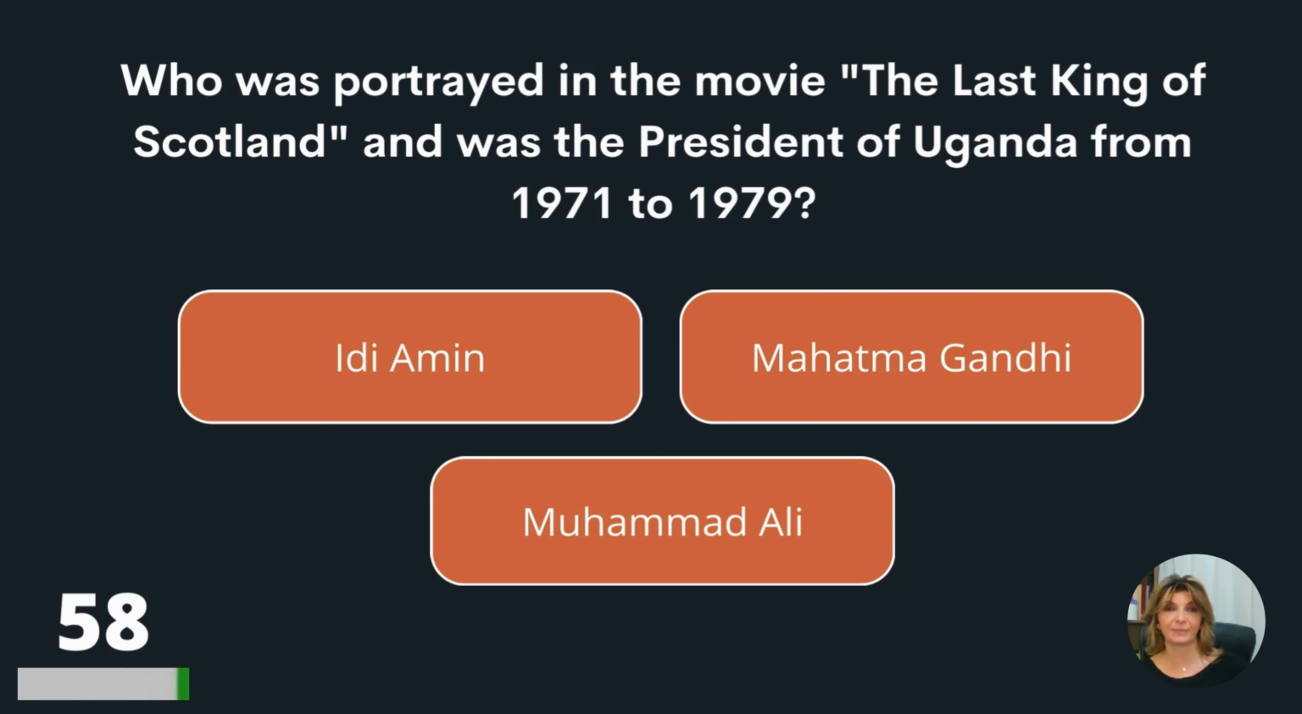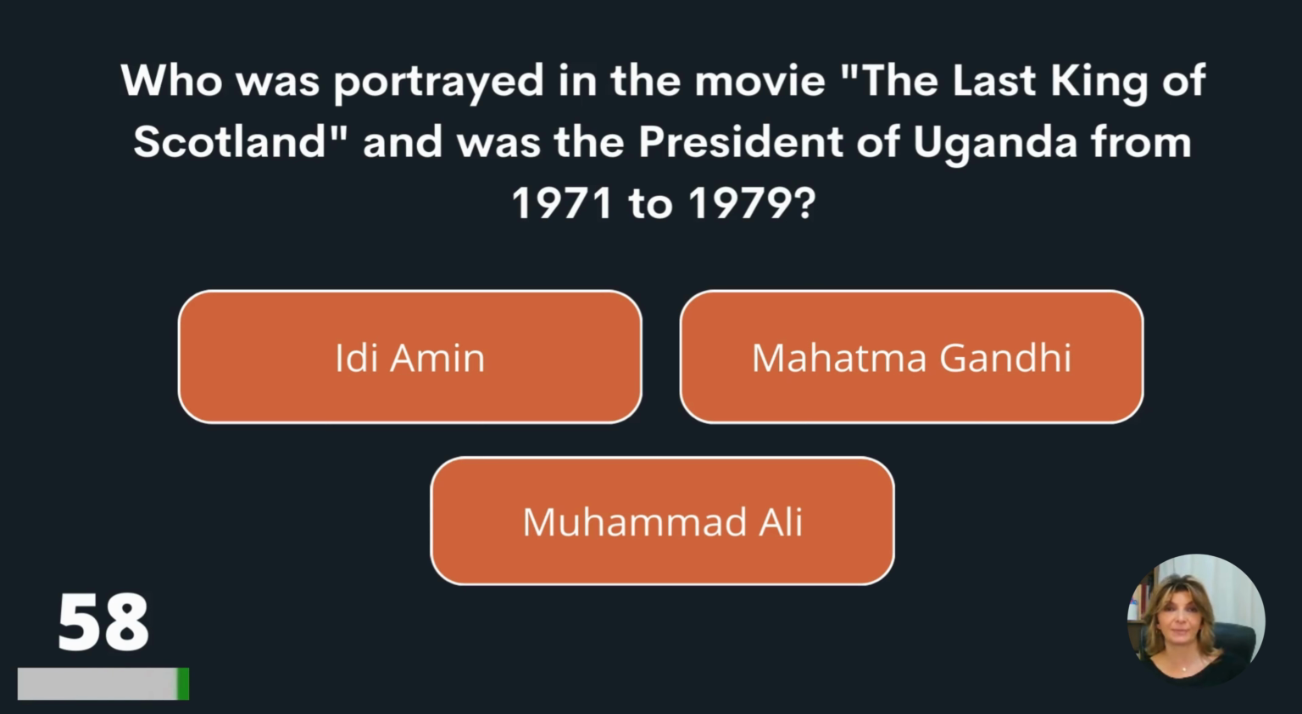In which battle did Horatio Nelson lose his eye? Battle of Calvi in Corsica, Battle of Copenhagen, or Trafalgar? Battle of Calvi in Corsica.